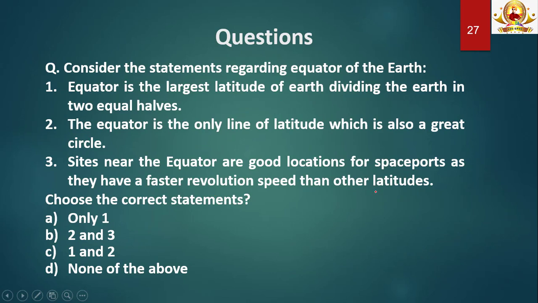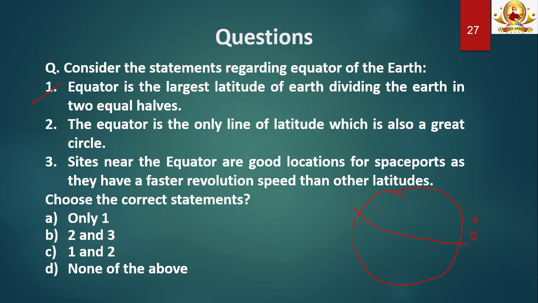So let's discuss this question. Consider the statements regarding the equator of the Earth. The equator is the largest latitude of Earth, dividing the Earth into two equal halves. As we studied, the equator passes through the center of the Earth and is a 0 degree latitude, and all other latitudes become smaller as we go towards the pole from the equator. So it is the largest latitude and it divides the Earth into northern and southern hemispheres. So statement 1 is correct.